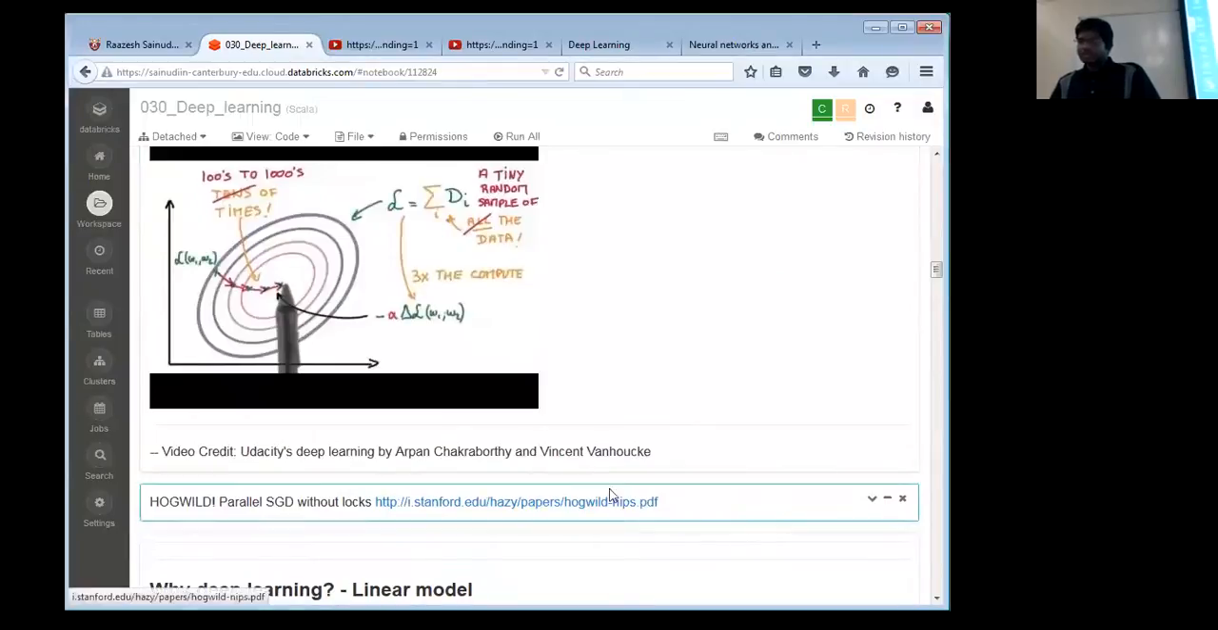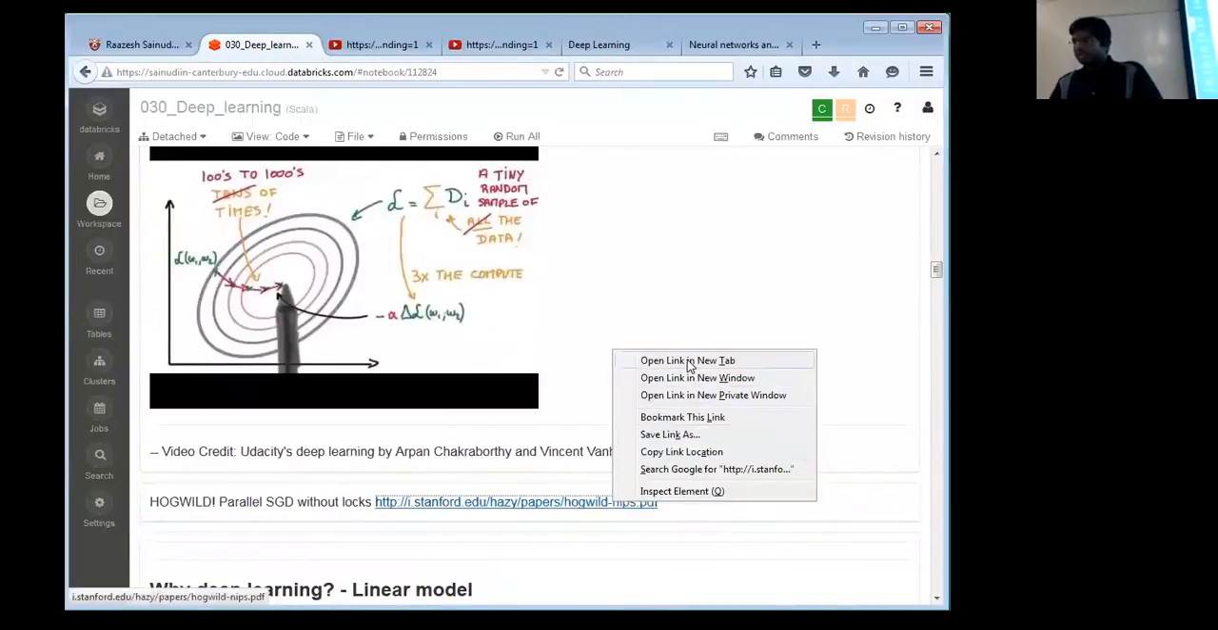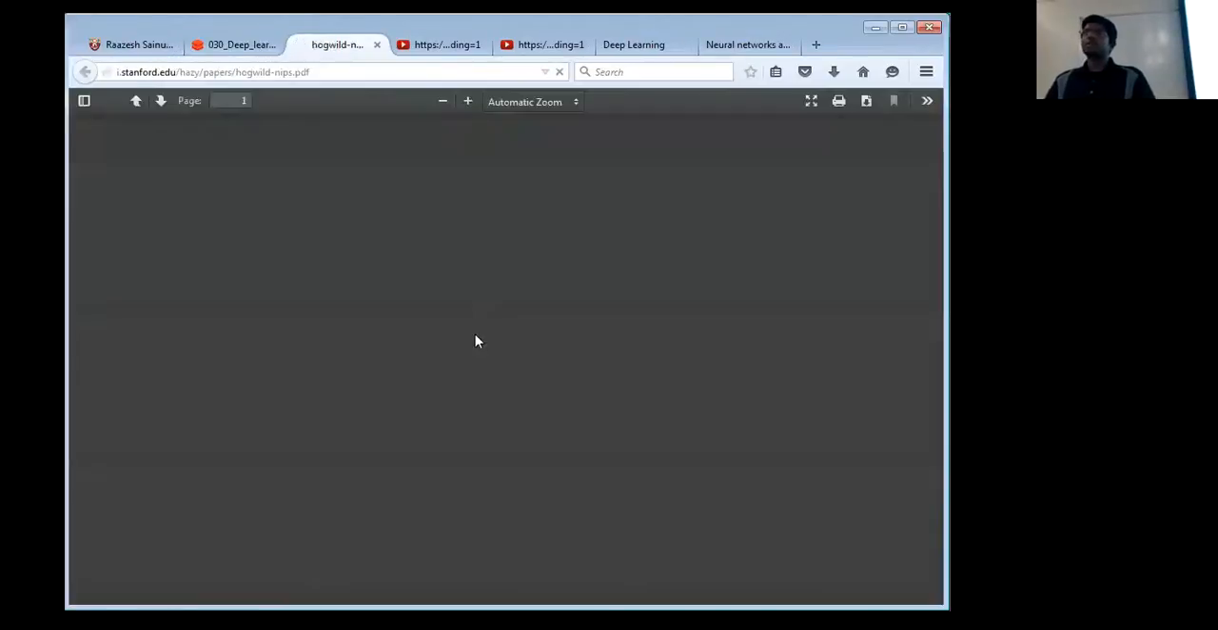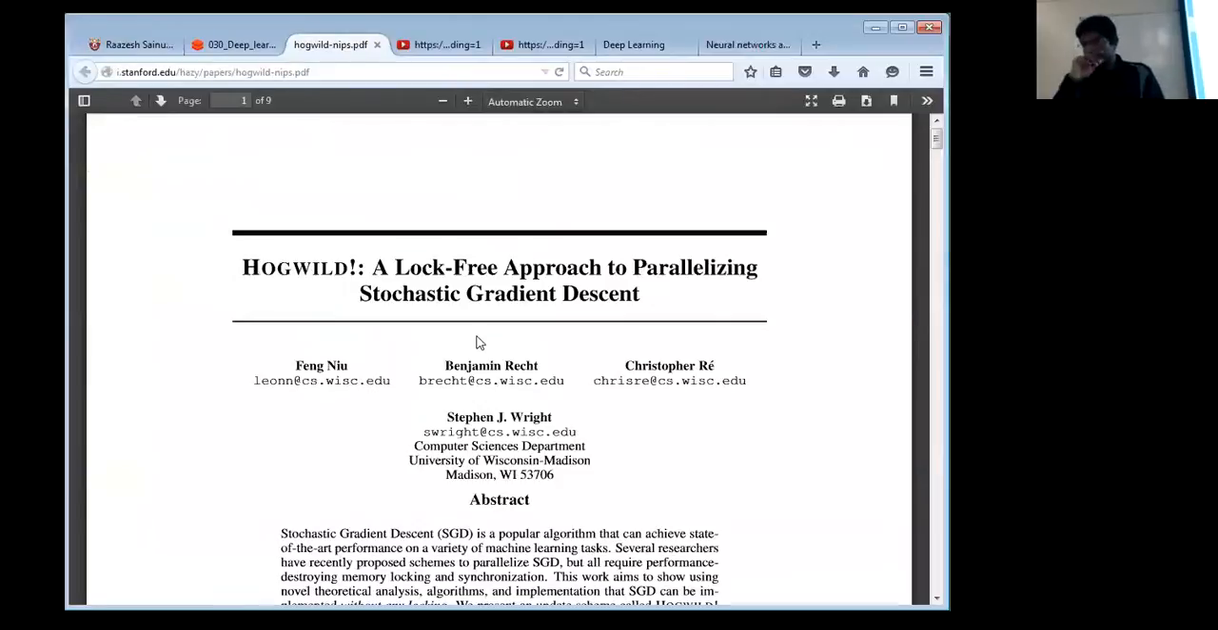Now, this paper is stochastic gradient descent without locks. What H2O AI have done is they've implemented this paper in their framework, and what this provides is that it utilizes the whole cluster to perform stochastic gradient descent, and while doing that, it will not lock the variables.